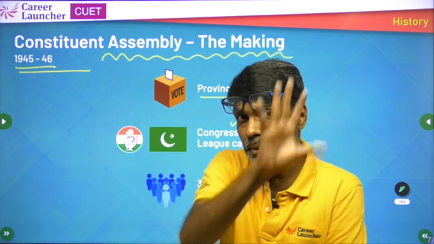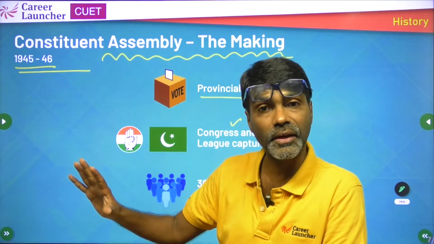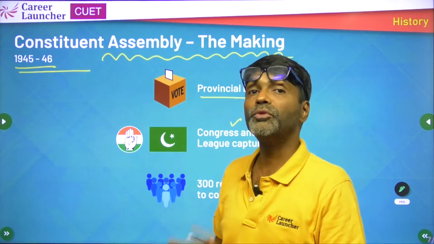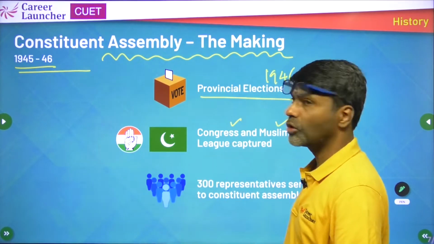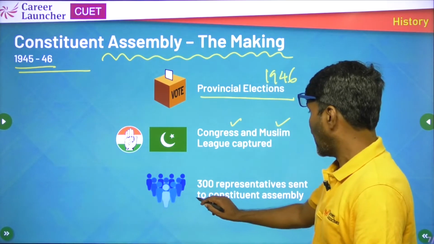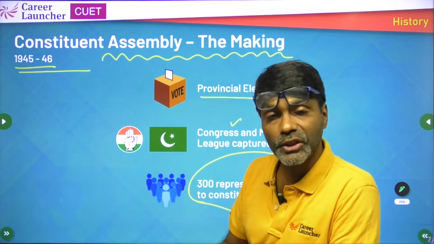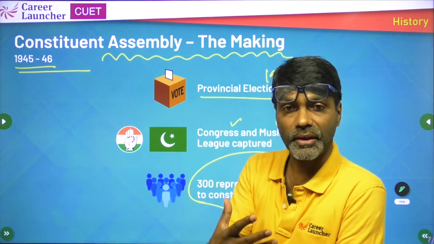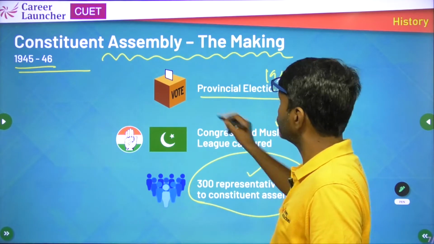Western part of India, in Punjab, Sindh, Balochistan, and the eastern part of India, in and around Bengal and Assam, where there were Muslim majorities, the Muslim League got the majority, whereas Congress got majorities in the rest of the country. Okay? And from these provincial election results, they picked representatives and sent them to the Constituent Assembly.